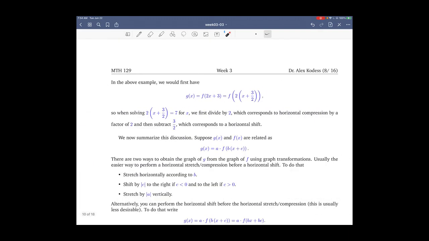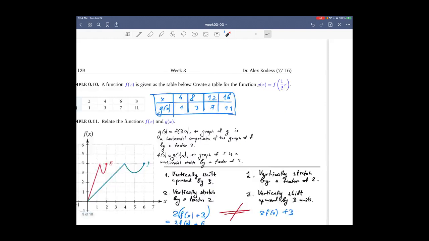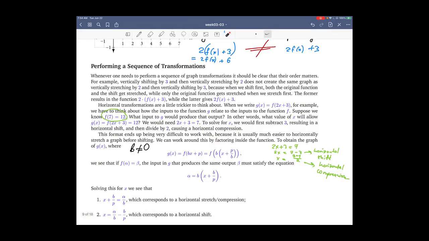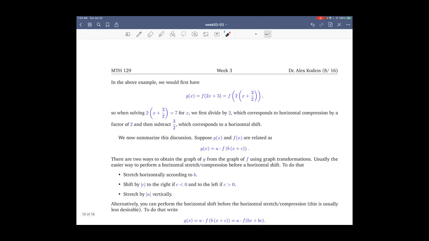So what would that mean for this particular example of f at 7 being 12 and g of x being f at 2x plus 3? Well, we factor out 2. So in parentheses, we have x plus 3 halves. And when we equate 2x plus 3, written in this form, to 7, we're first dividing by 2, then subtracting 3 halves. So we're first performing a horizontal compression, then a horizontal shift.